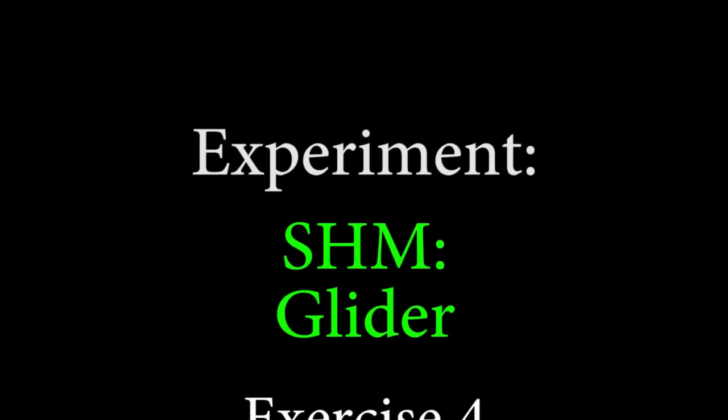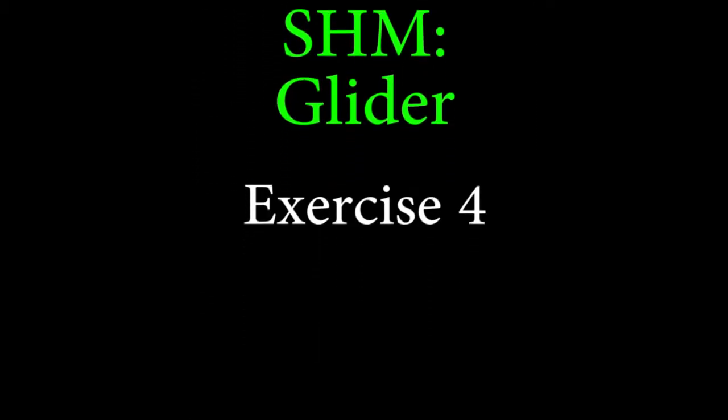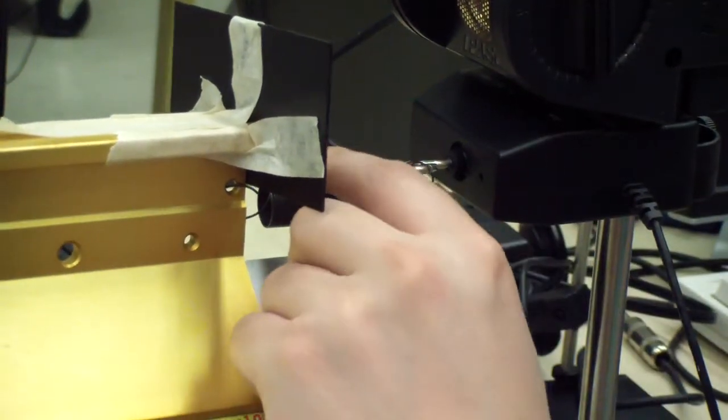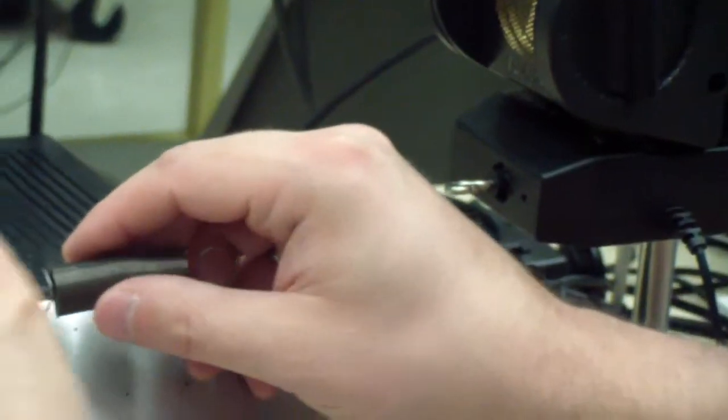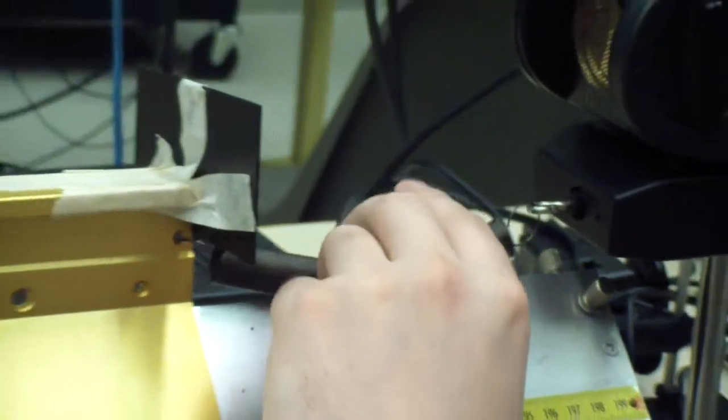In Exercise 4, we'll be repeating Exercise 3 with springs in series and parallel and investigating the effects on the spring constant. Remove the spring and add a second spring in series. Repeat the previous measurement. Also do this for 2 springs in parallel.